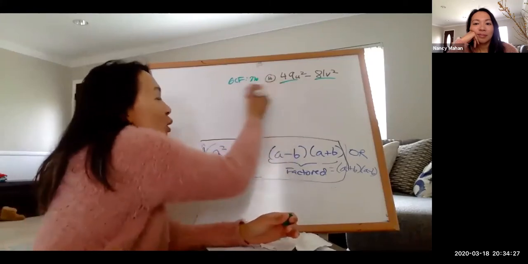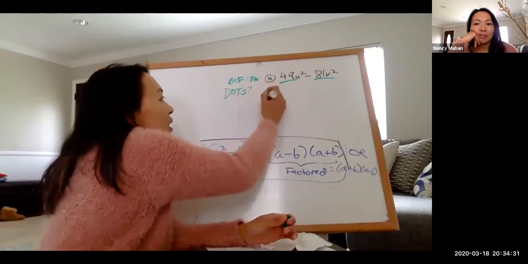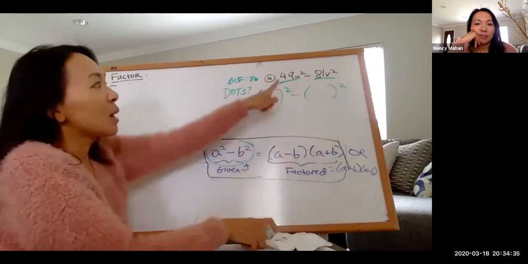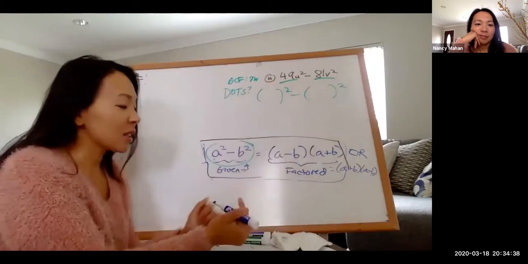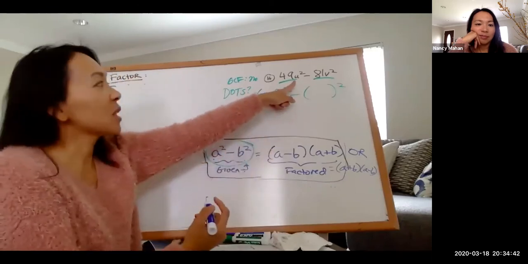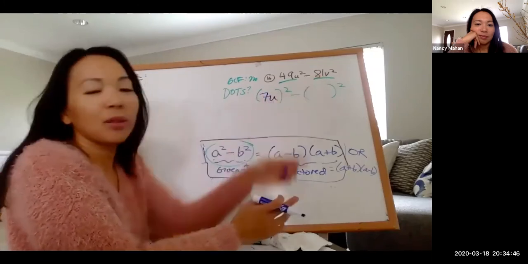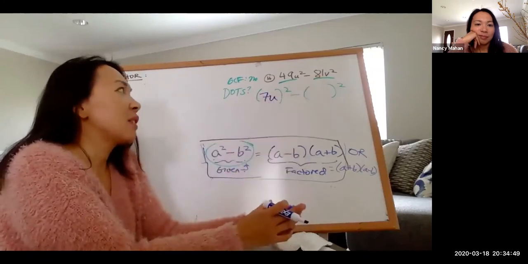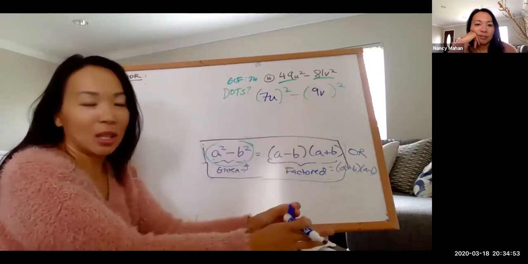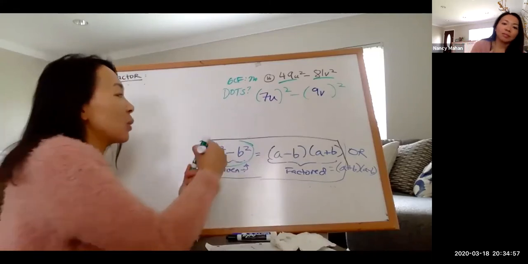So now I see two terms, so I'm going to ask myself, is it a difference of two squared terms? The number 49, what squares to give you 49? 7. U squared, what squares to give you u squared? U. Minus 81v squared, what squares to give you 81v squared? 9v. 9v times 9v is 81v squared. So hopefully I'm going a little bit faster now that you're able to catch on with it.